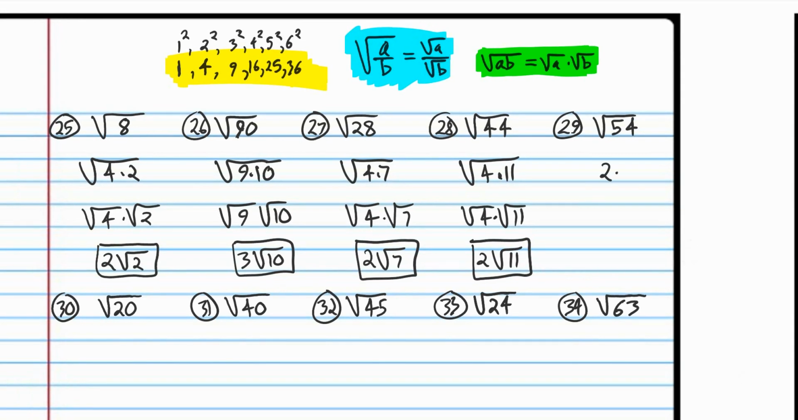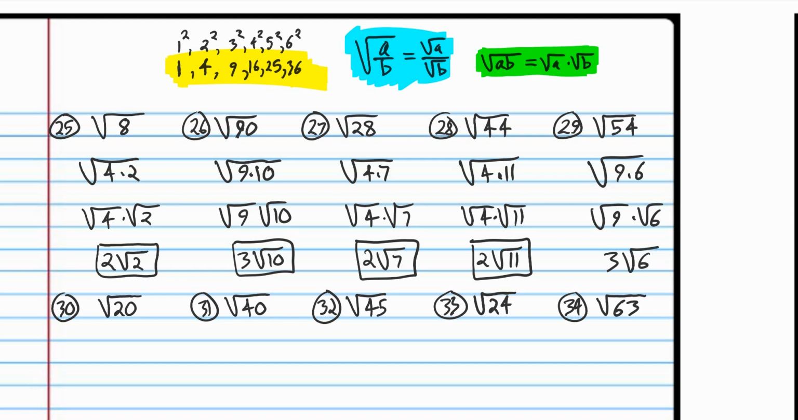So we could do 2 times 27, but those numbers are not perfect squares in the yellow list. And we could do, let's see, I think 3 times 18 works. 3 times 18 is 54. But again, neither 18 nor 3 are perfect squares. They're not on the list. But if we do 9 times 6, 9 is on the list. So now we use the green principle up here to break up the root, and square root 9 is 3.